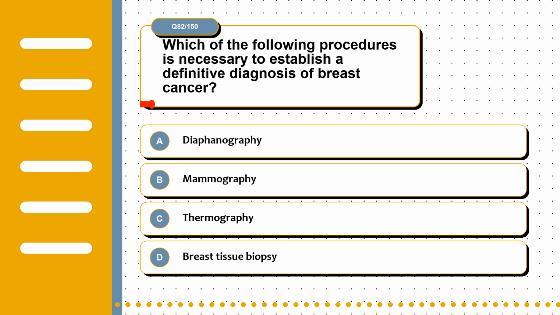Question 82. Which of the following procedures is necessary to establish a definitive diagnosis of breast cancer? Here are the options. Option A. Diaphanography. Option B. Mammography. Option C. Thermography. Option D. Breast tissue biopsy.